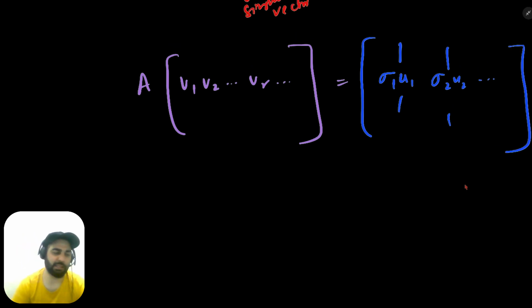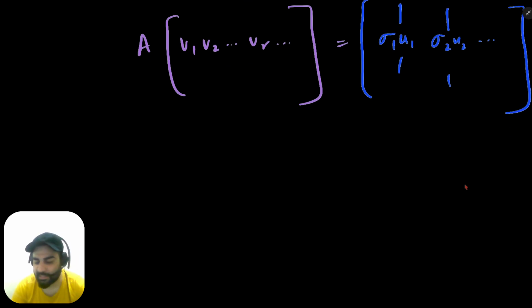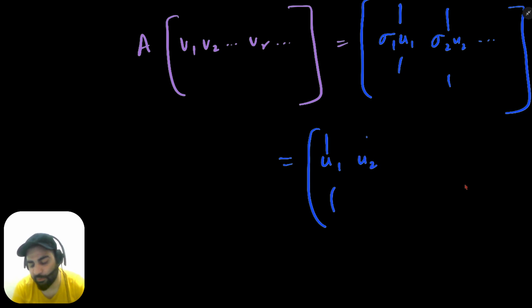So I'll write this like this. What I can do is separate out these sigmas. This side I'll separate it out. I can write it like this. If you have seen the previous lecture, we did the same thing over there. So U1 will be over here, U2 will be over here, and so on.